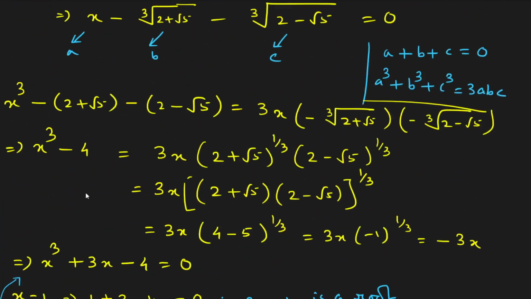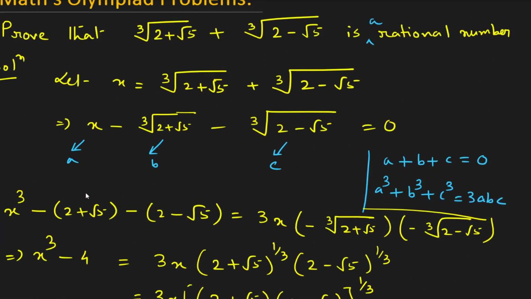Now what is x? This is our x, right? This is our x. So what do we have? X equals how much? 1. And 1 is a rational number. So this is our solution. Cube root of 2 plus root 5 plus cube root of 2 minus root 5, the value is 1, which is nothing but a rational number.